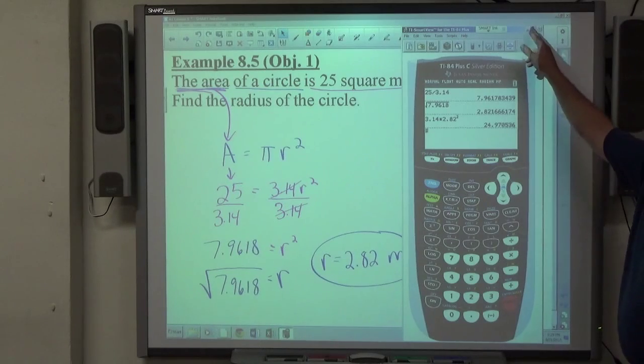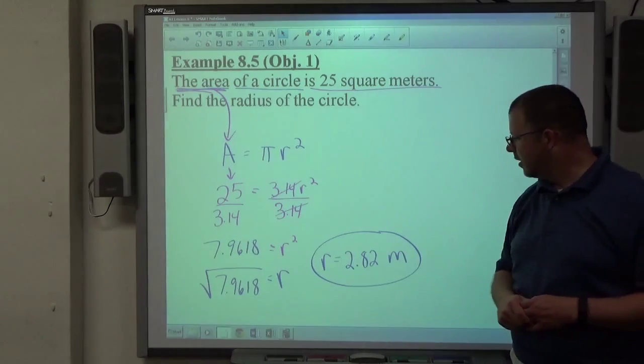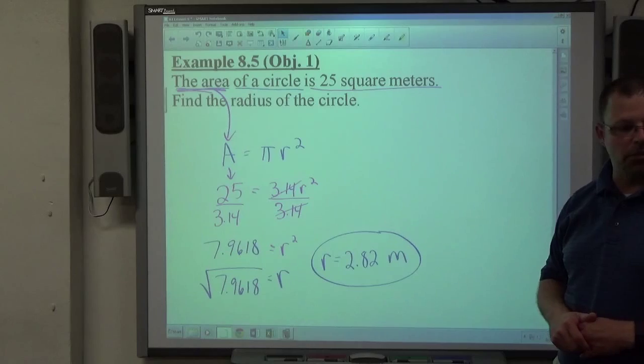Based on the amount of approximation I did, that's a pretty good result, so that means that that answer should be correct.